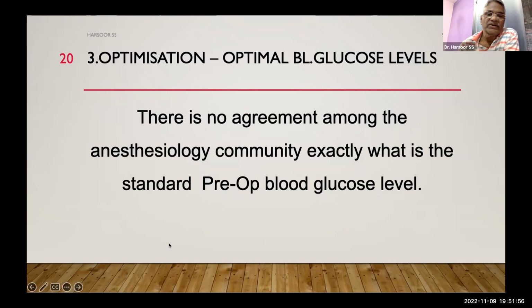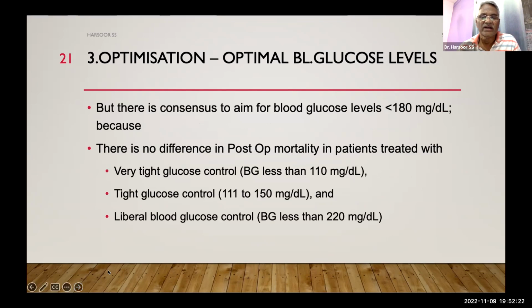And with regard to the optimum blood glucose levels, this is another statement. There is no agreement among the anesthesiology community on exactly what the standard preoperative blood glucose level is. This is more so applicable for routine, minor, and intermediate risk surgeries. And of course, high risk surgeries, like cardiac and neuro procedures, may come under a different category. But there is a consensus that blood glucose levels below 180, or 150 to 180, are acceptable. That's what the majority of anesthesiologists say.